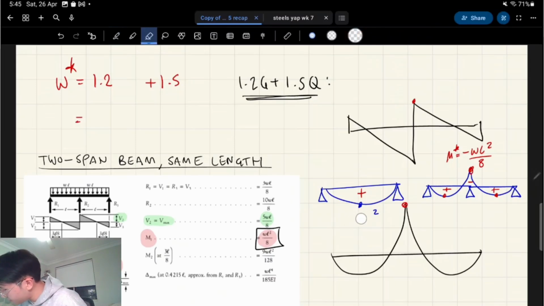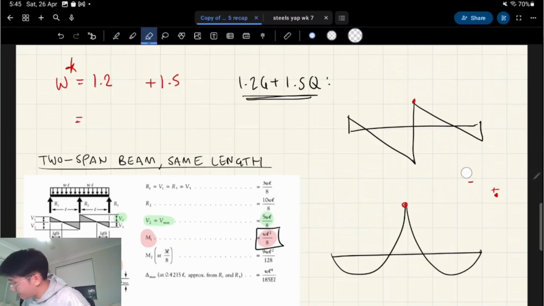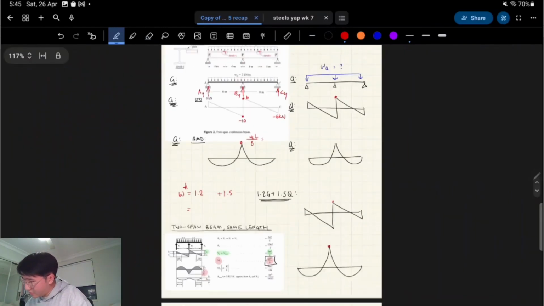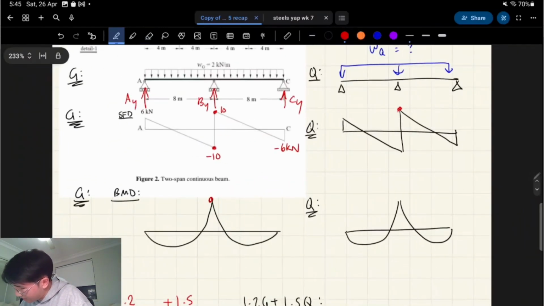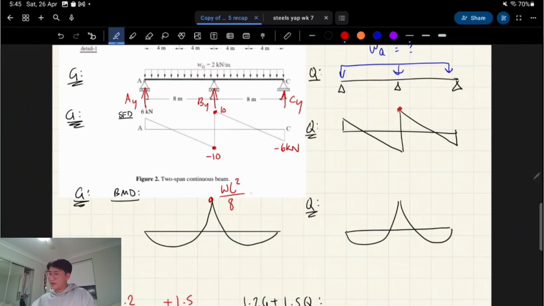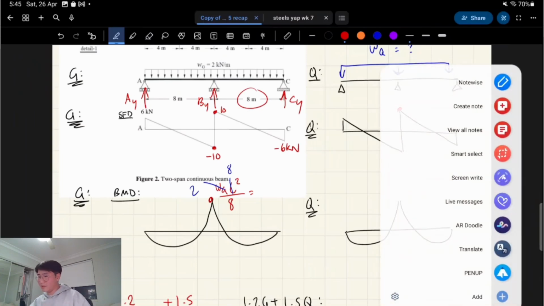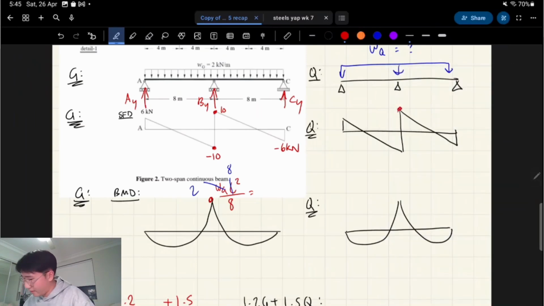Okay, so that aside, we're going to use that information to our advantage. WL squared on 8. We just changed this to WG. We have 2, the span is 8. So we're talking about one of the spans here. We're not talking about 16 meters. This is all relative to one of the spans, and the equal span lengths. So that gives us 16 kilonewton meters as our max moment for just dead load.